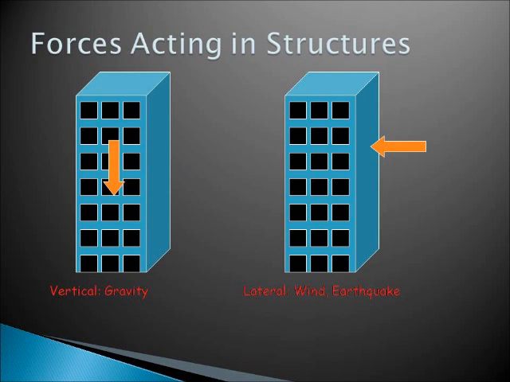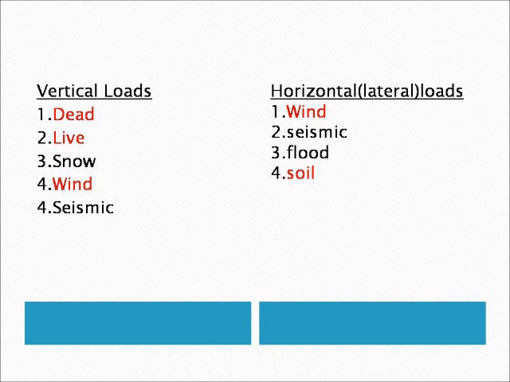Let's divide our total load into 2 parts, that is vertical and horizontal. Dead, live, snow, wind, seismic come under vertical. Wind, seismic, flood, soil are horizontal loads. We can see that wind and seismic act as both vertical and horizontal loads. Red color indicates the type of loads we consider in designing this building. Details regarding each and every load are explained in the coming slides.